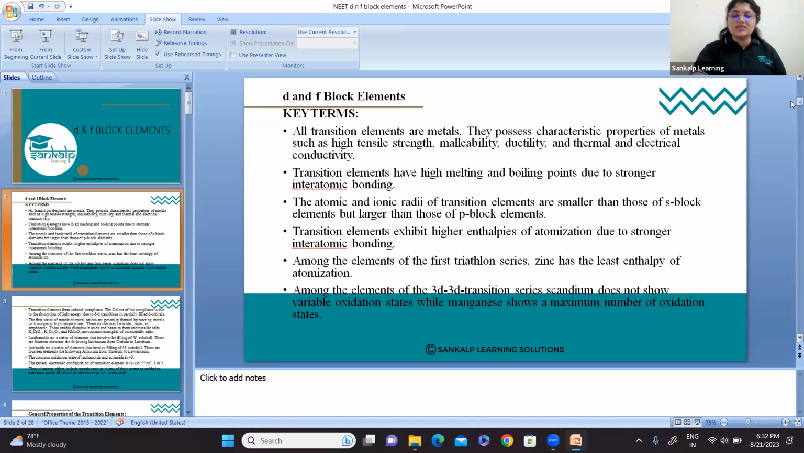So this is all theoretical part. So there won't be any problems. In the solution chapter we have some formulas, so using those formulas you have to solve. Then haloalkanes, haloarenes, these are all reaction based questions. Now D and F block elements, you'll be having theory. So it is all theory part.